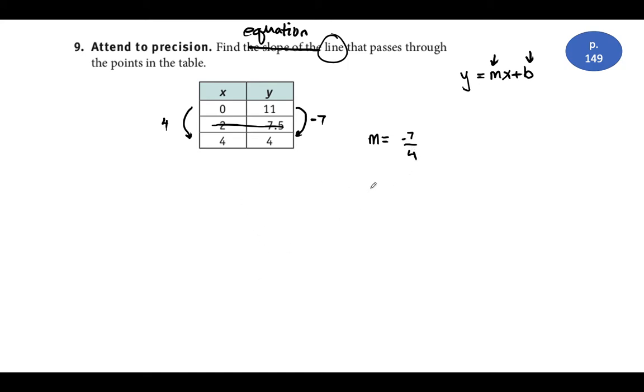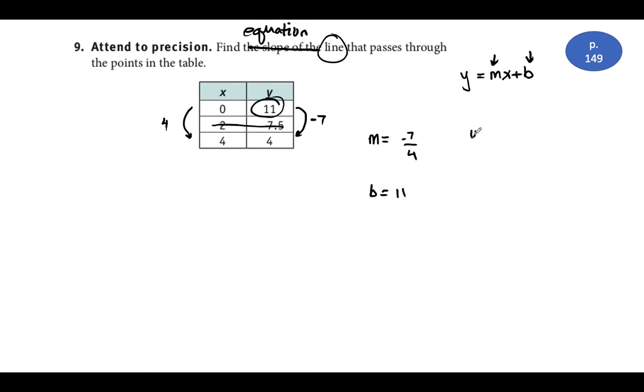The y-intercept, I'm not going to write y-intercept anymore. I'm going to use the letter b. Every time I mean the y-intercept, I'm going to use the letter b instead. The y-intercept is the value of y when x is 0. And since x is 0 right here, I know the y-intercept is 11.